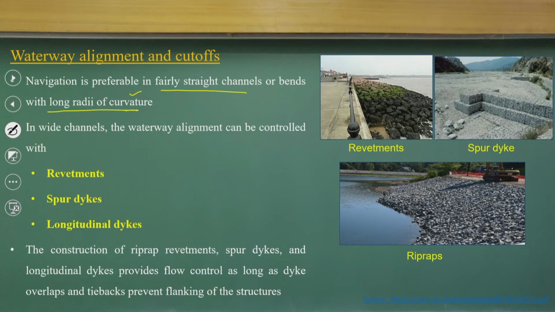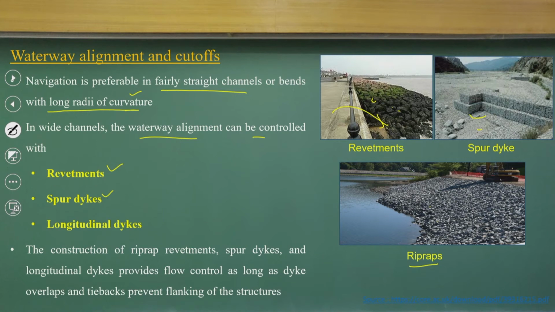So, wider channel waterway alignment can be controlled through revetment. You can see this revetment in many places, a structure protecting the river bank. And as we discussed earlier, you can have spot dikes to divert the flow from the bank and confine the flow, or you can have a stone riprap. You can see these figures.